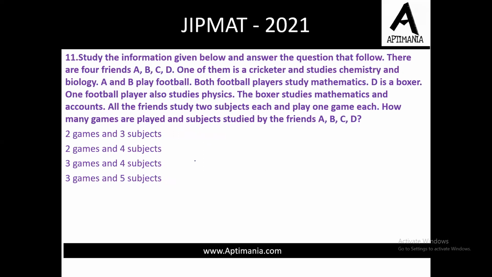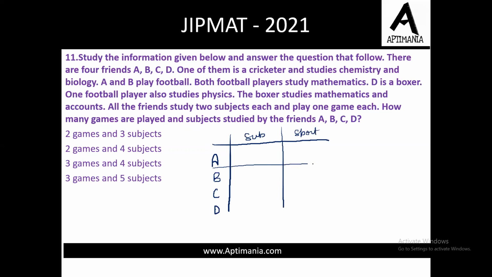Okay, so next question. Study the information given below and answer the question that follows. There are 4 friends A, B, C, D. One of them is cricketer and studies chemistry and biology. So let me form a table. A, B, C, D. There are 4 friends. यहाँ पर हम उनके सब्जेक्ट लिख लेते हैं, राइट, एंड यहाँ पर हम उनके स्पोर्ट्स लिख लेते हैं, जो भी वो खेलना पसंद करते हैं. So we have A, B, C and D.